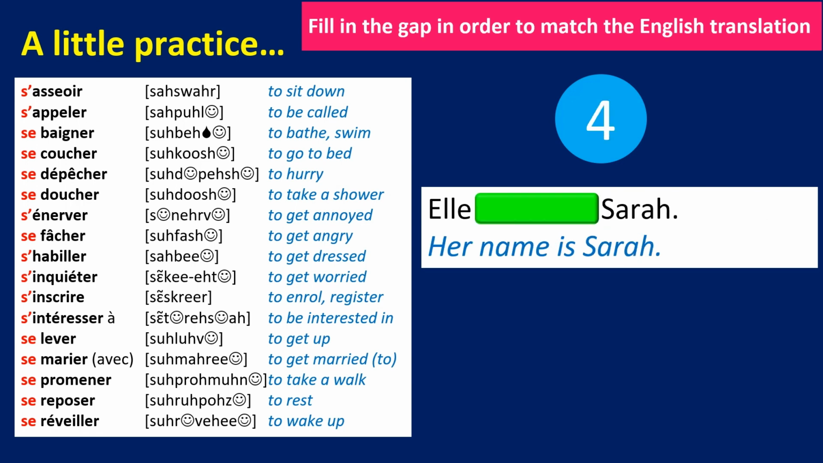We're going to use a very common reflexive verb to mention names. It is the verb s'appeler, which is slightly irregular in the present tense. And to say her name is Sarah, we're going to say elle s'appelle Sarah with an extra L.